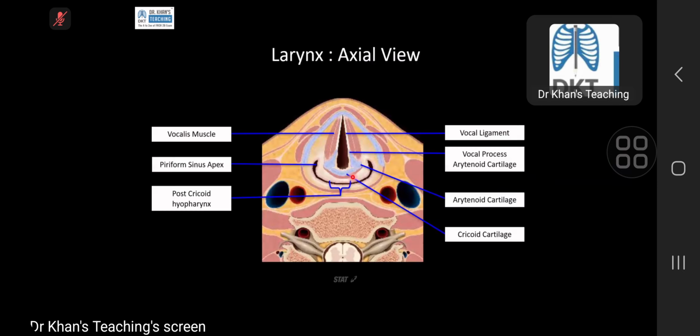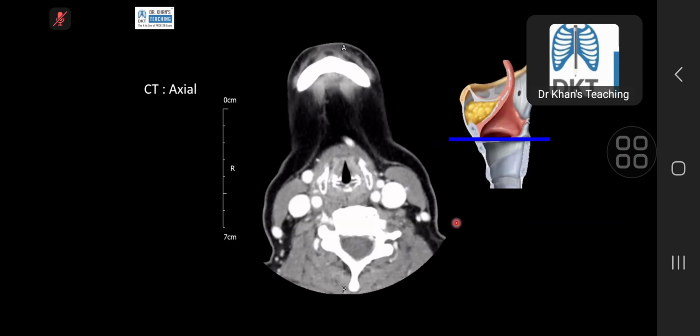Now this is the true chord, where arytenoid cartilage is here, cricoid cartilage, arytenoid, cricoid, and this is the ligament, and these are the muscle. Look at the airway. The airway is boat shape, and this is one part of anatomy.